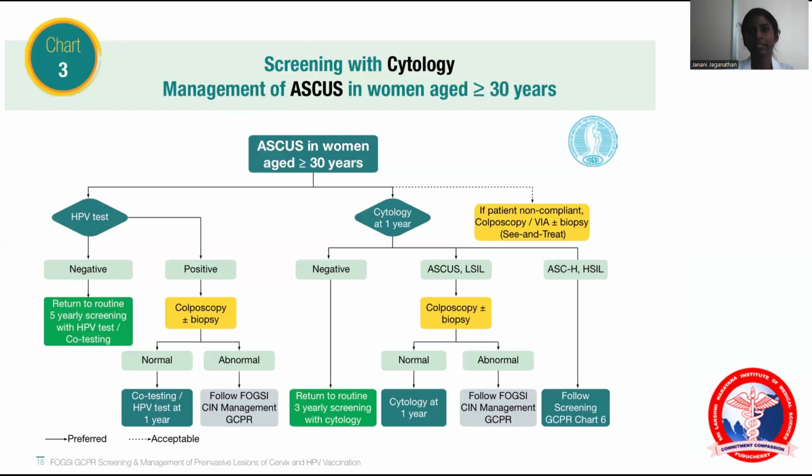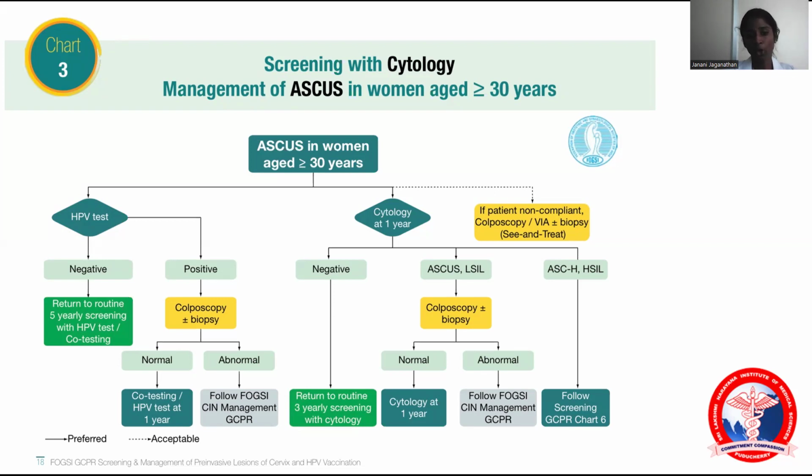So once screening with cytology has been done, the patient was found to have ASCUS, which is nothing but atypical squamous cells of undetermined significance. In a woman aged more than or equal to 30 years, the treatment plan will vary depending upon the type of lesion and the age group of the patient. So when the interpretation has come as ASCUS, we have to do HPV testing. If HPV testing is negative, we return to routine 5-yearly screening with HPV co-testing along with cytology. If HPV testing is positive, you have to do colposcopy with or without biopsy.